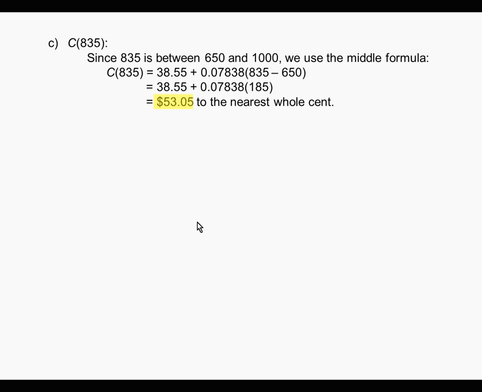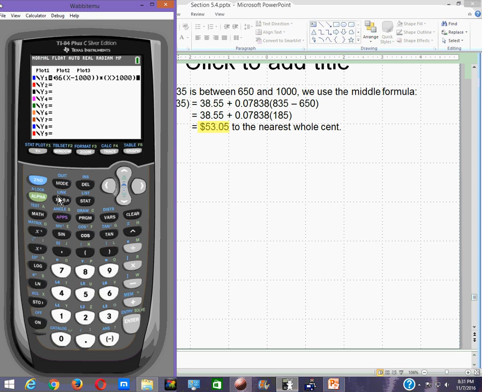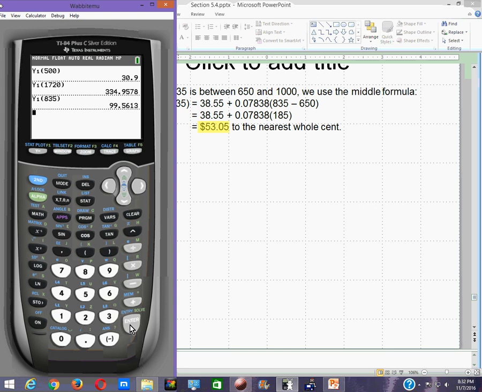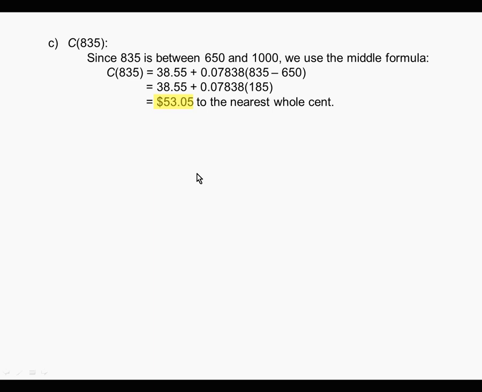I wonder if the calculator will get this one right. Because again, I'm wondering what did I key in wrong. So let's see. Quit. Second enter. Change the 1720 to 835. Delete that 0. Well, that one's wrong too. I'm wondering now. Well, I guess after I do this, I might check to see what I did wrong.